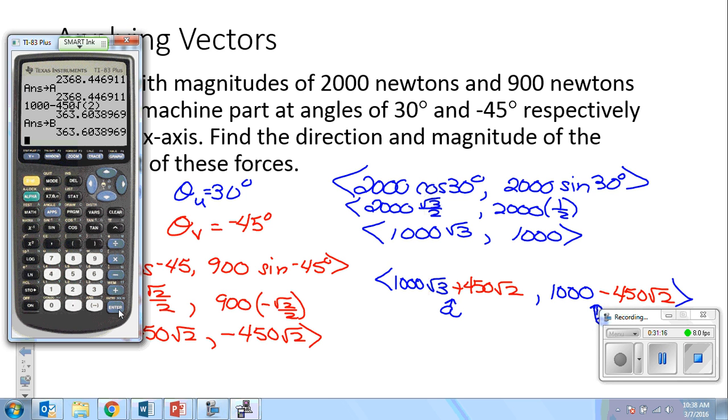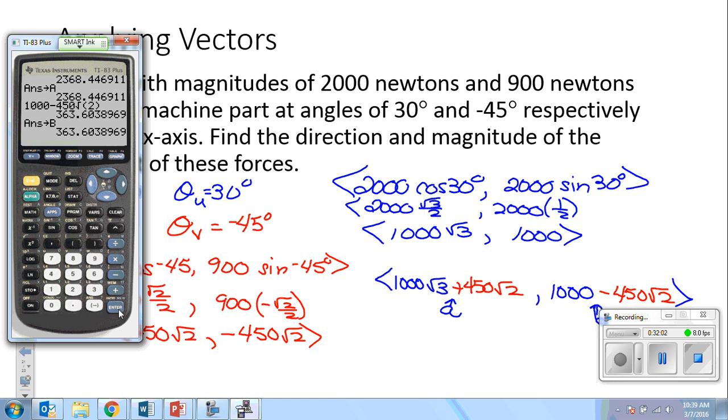Okay. So we're going to find the direction and the magnitude of these forces. When we want the direction, what trig function did we use? To store it, once you have it, you hit the store button, and then alpha and A. Then all we have to do is go to our alpha and get it. So we've stored the answer for this into A. We've stored the answer for this into B.